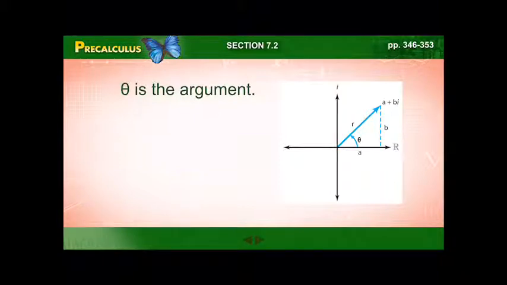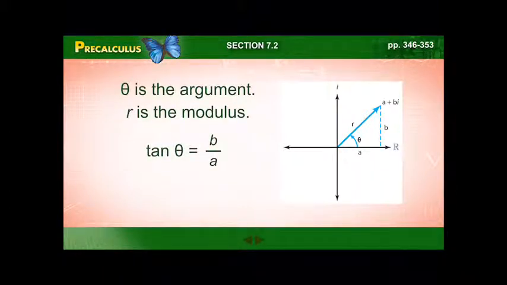All right, so theta is the argument, r is the modulus, and if you wanted to solve for theta, you have b and you have a. Because remember, that's going to be a complex number, like the previous slides had 4 plus 6i. 4 would be the a, and 6, the coefficient with the i, would be the b. So you have tangent of theta equals b over a.